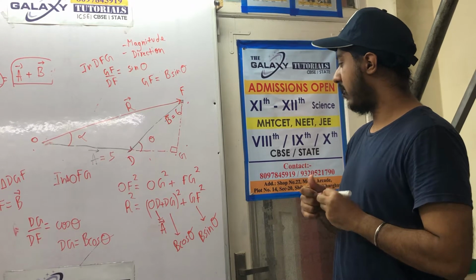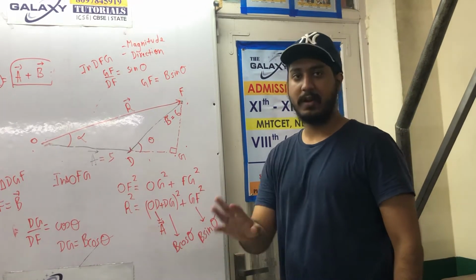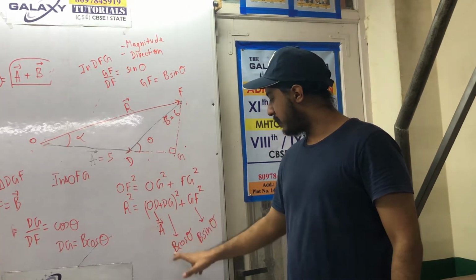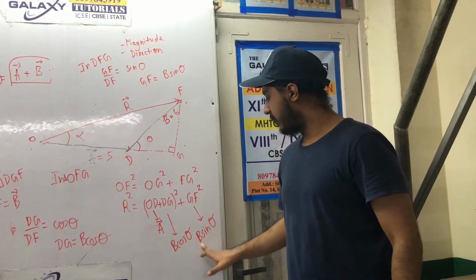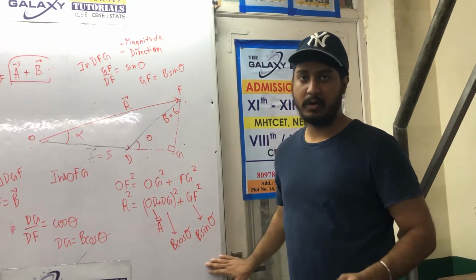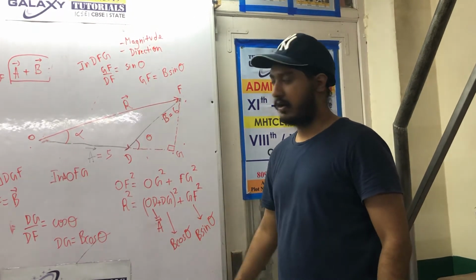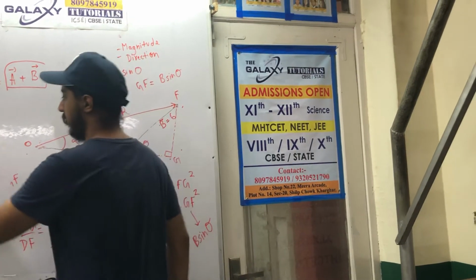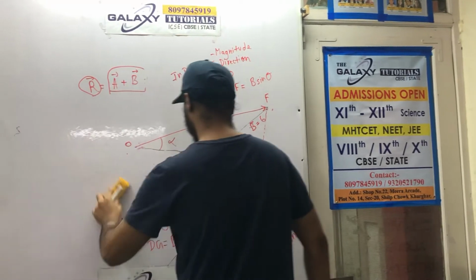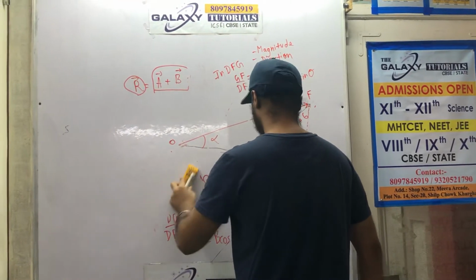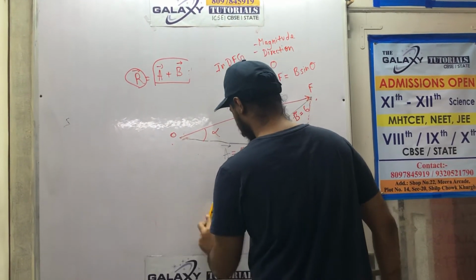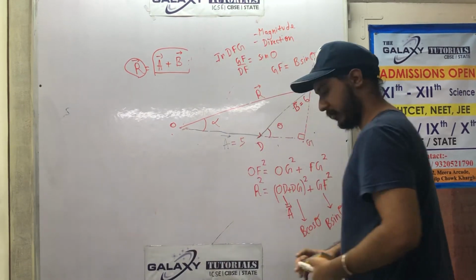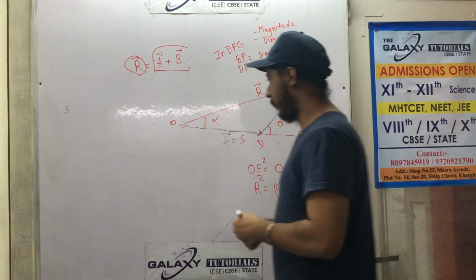As I told you earlier, we have to find the value of R in terms of A and B. So you can see A plus B cos theta whole square plus B sin theta whole square. There is nothing unknown here. So now we will proceed ahead. Okay, so I will rub this side. So we will solve it further.